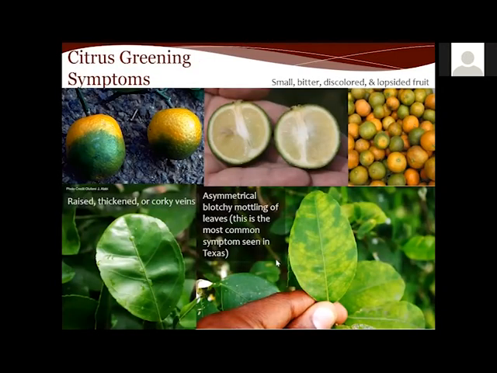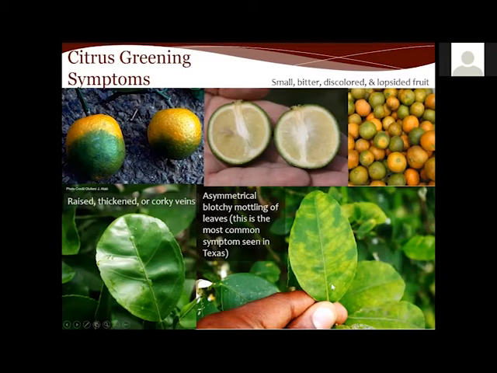All right, so symptoms include discoloration of fruit, small fruit that are bitter and lopsided. That's a classic red flag. Raised or thickened corky veins. So here's an example of that. And asymmetrical blotchy mottling of the leaves.